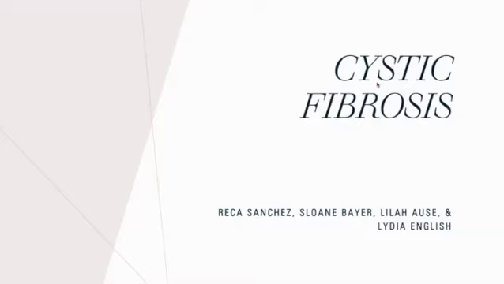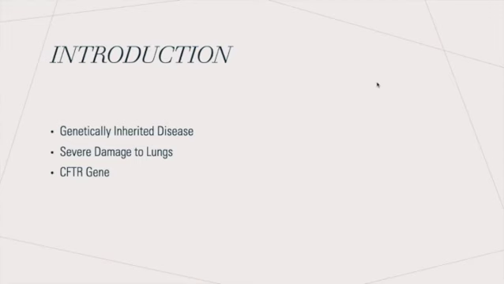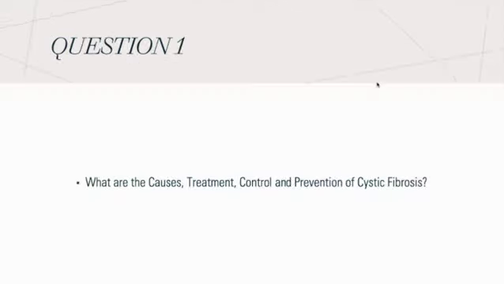So our case study was on cystic fibrosis. Cystic fibrosis is a genetic disease that causes extremely severe damage to the lungs, and that is caused by the mucus buildup from the mutation of the CFTR gene, which is going to be discussed later in this PowerPoint. Cystic fibrosis is one of the most common genetic disorders in the US. Over 30,000 people have this disease. So the first question is, what are the causes, treatment, control, and prevention of cystic fibrosis?